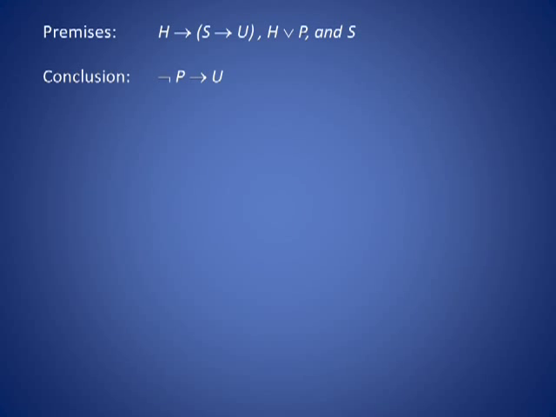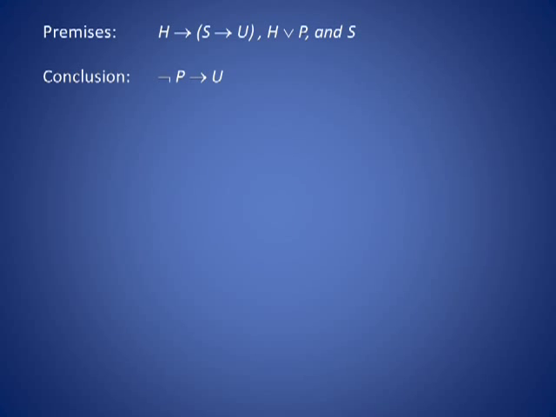The premises of this problem are H implies (S implies U), H or P, and S. The conclusion we seek is not P implies U. So, what strategies could we use to obtain this conclusion? First, look at the conclusion, which is not P implies U. Suppose we assumed the conditional premise, not P, and from that we were able to show U. Then we would have the conclusion that not P implies U. That's the idea in conditionalization. We temporarily add premises to get implications.